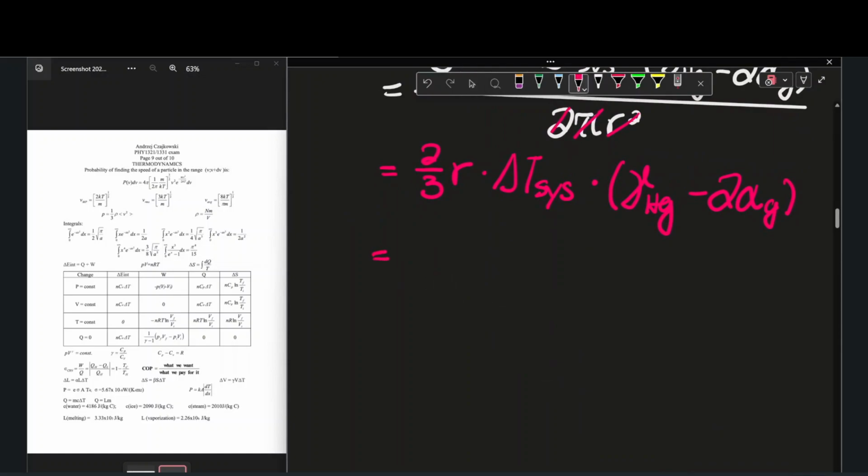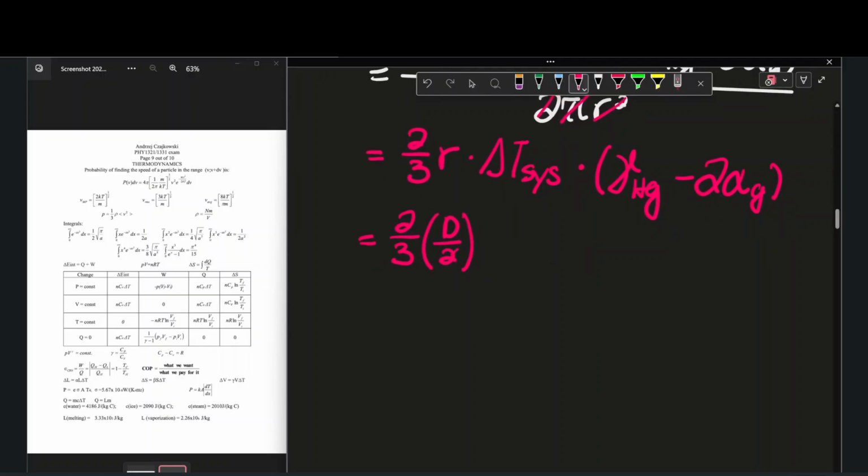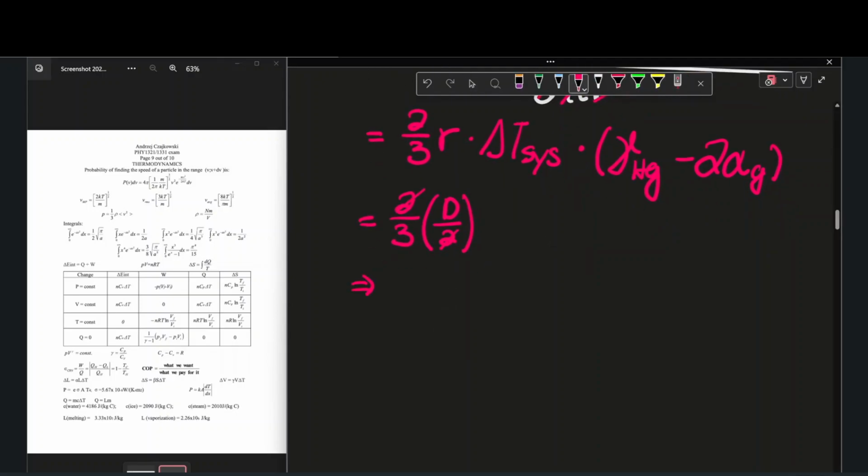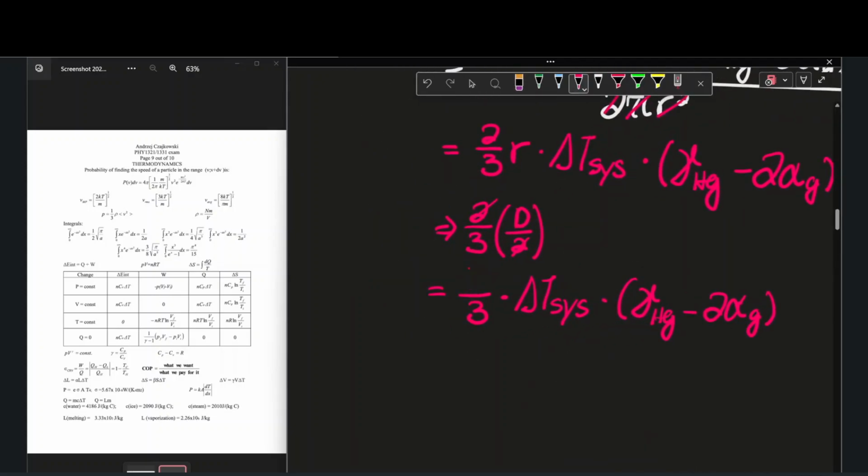And of course, we'll also say that since we only have diameters, we have 2 over 3 times diameter over 2. So these 2's will cancel out. So let's simplify again. So we have diameter over 3 times the change in temperature of the system times, of course, gamma of mercury minus 2 alpha of glass. So that's our final equation. And of course, this is the diameter of the glass.